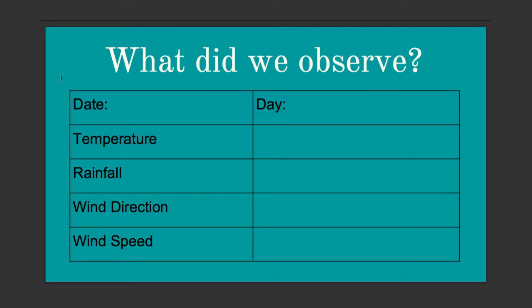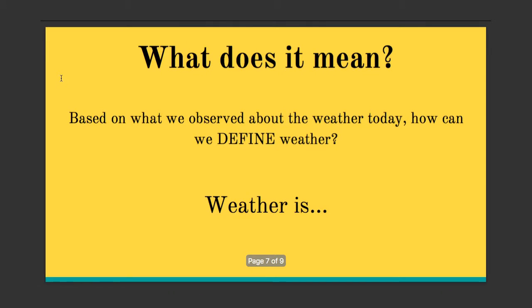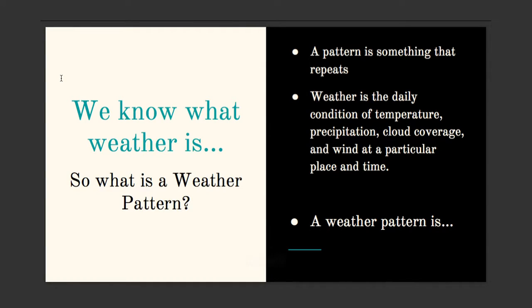We would also take the time to discuss what all of it means. This is where we would discuss, based on what we observed, how can we define weather and come up with a definition of weather together? Weather is a pattern of something, or after that we would be discussing weather patterns if I found that they were ready to do that. And then the extension would be talking about seasons.